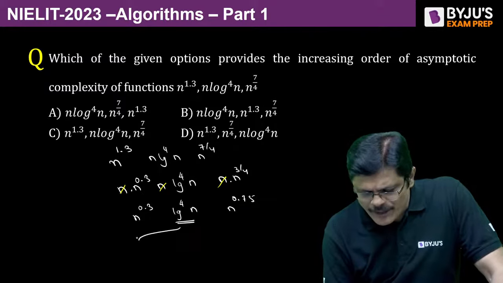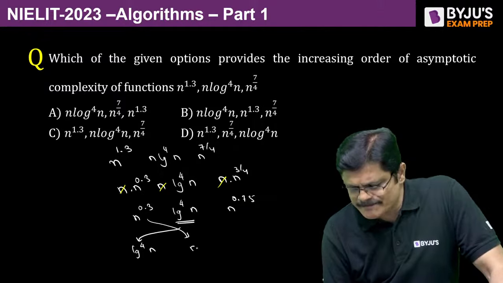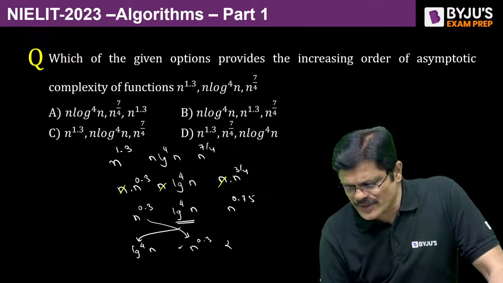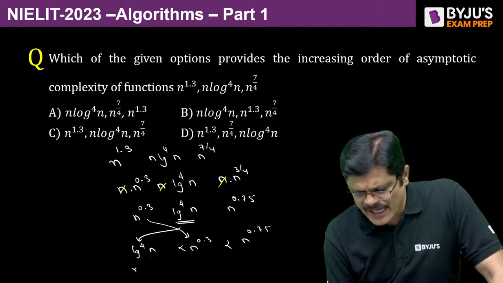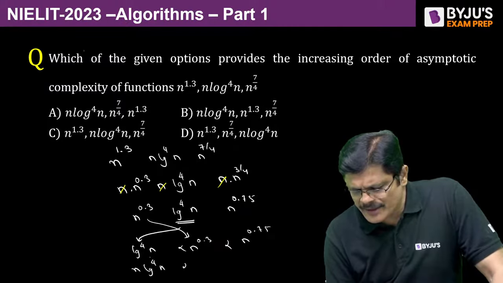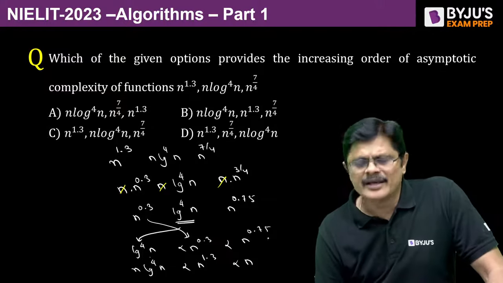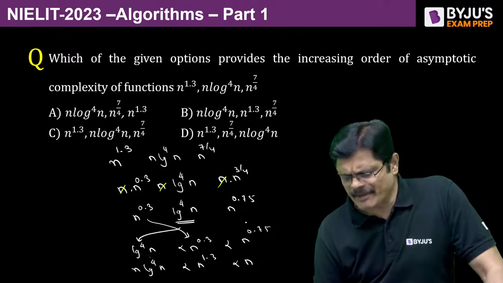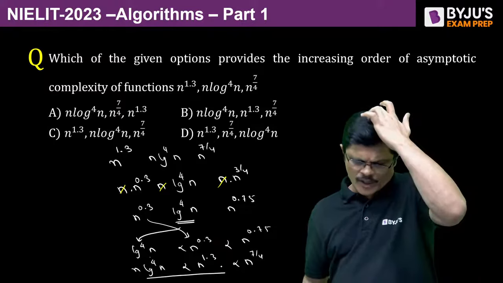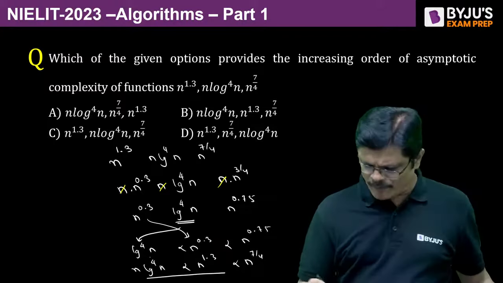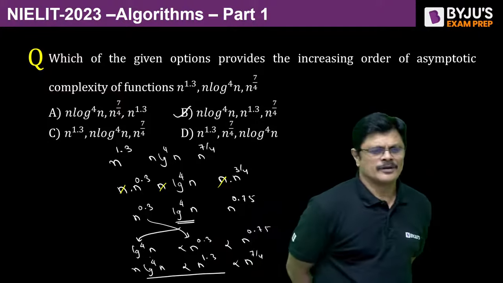So this will go here, then this will come here, and this will go here, since n power 0.75 is larger. So the corresponding functions are n log power 4 n, n power 1.3, and n power 7 by 4. So this is the correct order: n log power 4 n is less than n power 1.3 is less than n power 7 by 4. Nice, no?